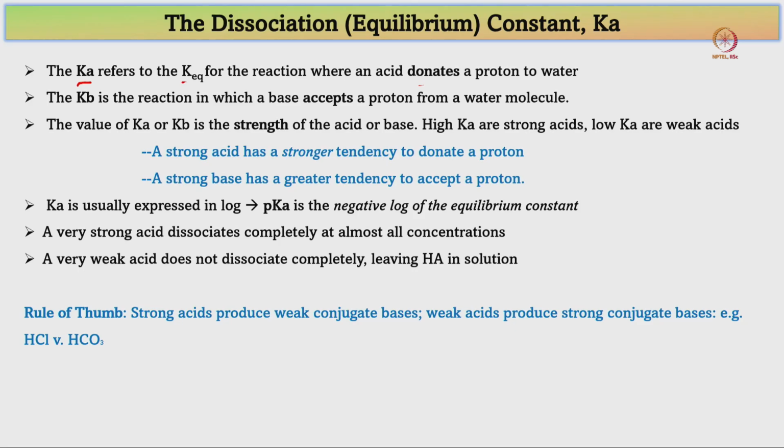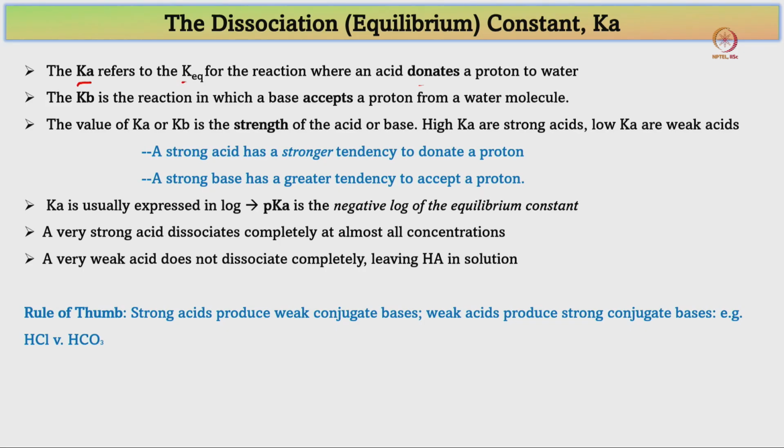So, Ka and Kb values vary depending on whether you are writing the equation in terms of Ka or in terms of Kb value. Okay. Now, the value of Ka or Kb will give you the strength of the acid or the base. Now, what do you mean by the strength? That means how strongly it will donate a proton, its tendency, how strong a tendency it has either to donate a proton or to accept a proton.